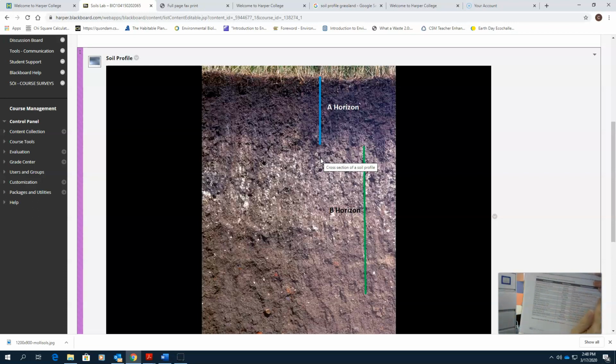So you'd find the number sort of here in the chart, and then you'll write down here on the bottom what minerals are found in the B horizon. Not terribly difficult. Should be fairly simple. Again, just use your best judgment with the color. So that's part one of the lab.